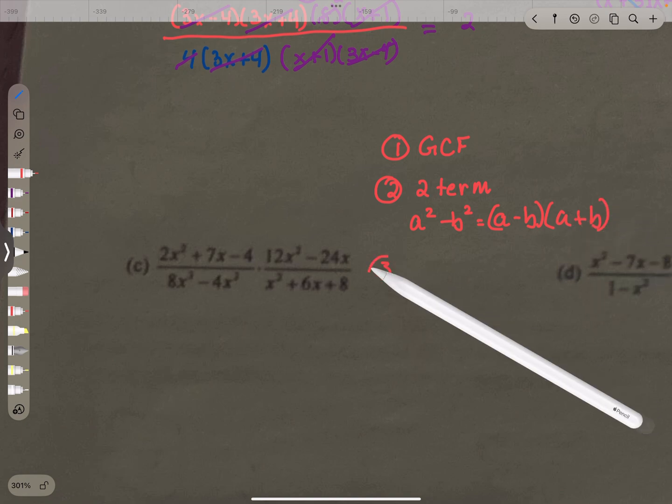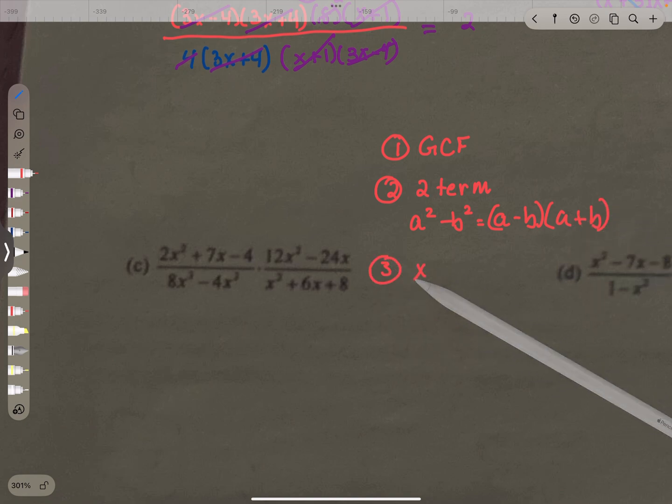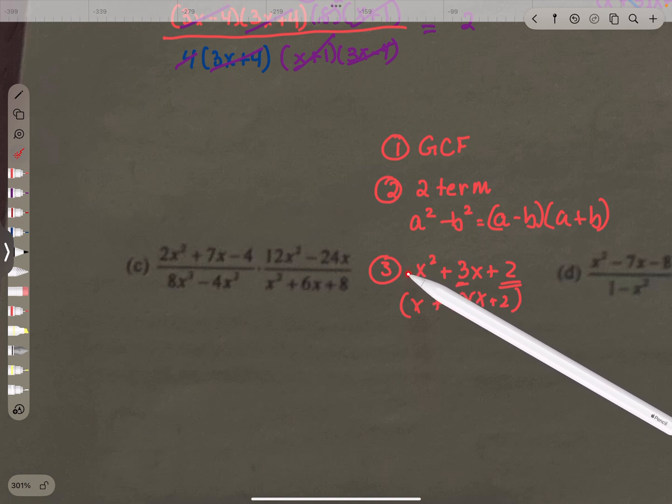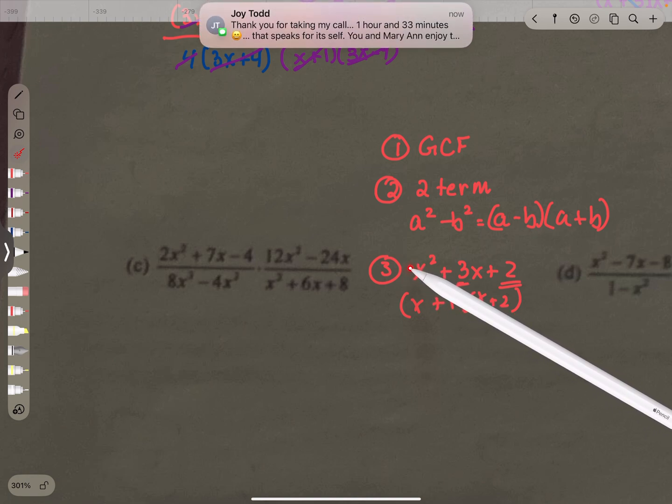And then step three, there's two types of these. You have the x squared plus 3x plus 2 type. Those are the easy ones because they're always x and just numbers that multiply to 2 but add to 3. 1 and 2, plus and plus. And then if they don't have a 1 in front, then you have to do that full Australian method.